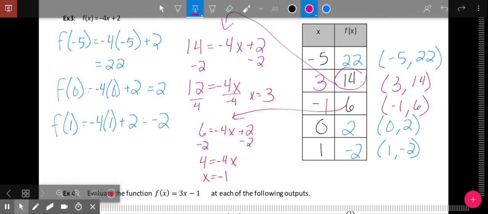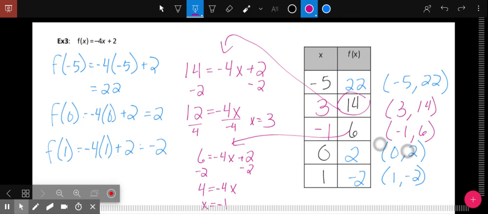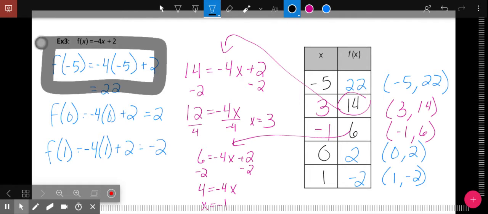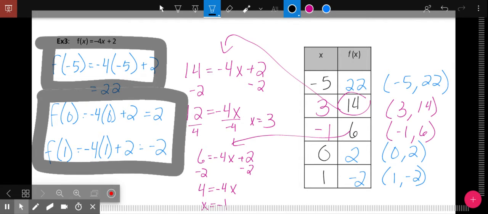All right, so hopefully it took a few seconds, or minutes, to actually work that problem out. For the first one, we were given an input of negative 5, so here's the work for that. We plug that in and we got an output of 22. My other inputs were 0 and 1, so I worked those out right here. We got an output of 2 and an output of negative 2.